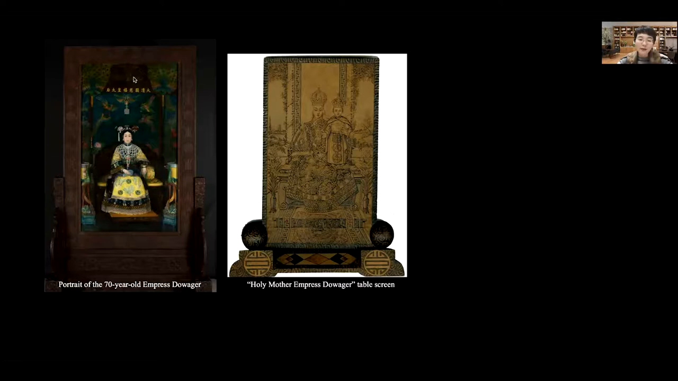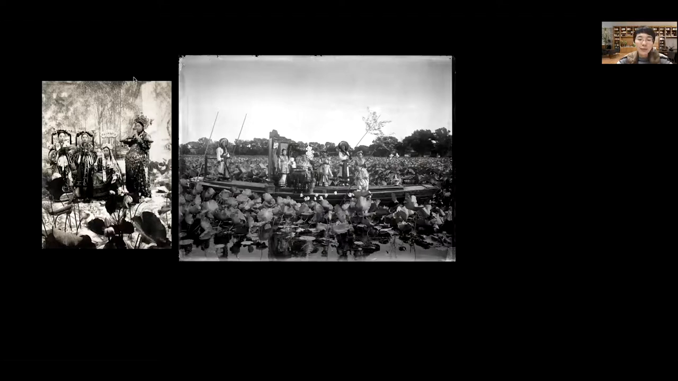It is obvious that the 70-year-old lady wants to look like only 30 years old in her portrait. In fact, most of Cixi's photos and portraits depict her as Guanyin, goddess of mercy. Domestically, in 1904, Cixi's Guanyin photos like these were publicly sold on the domestic market.